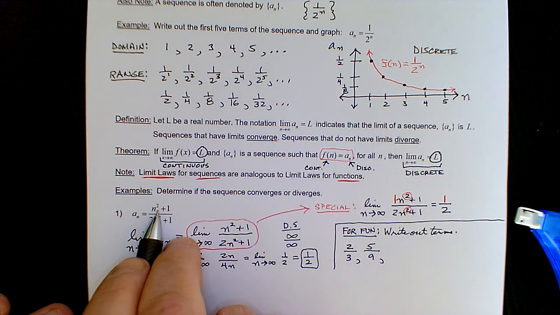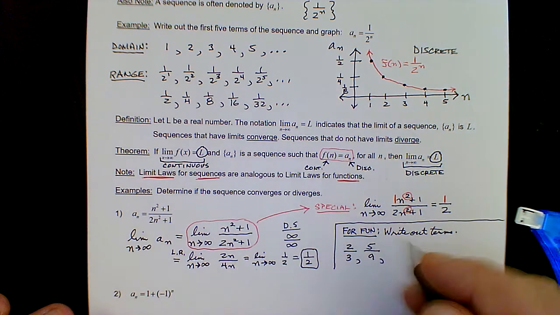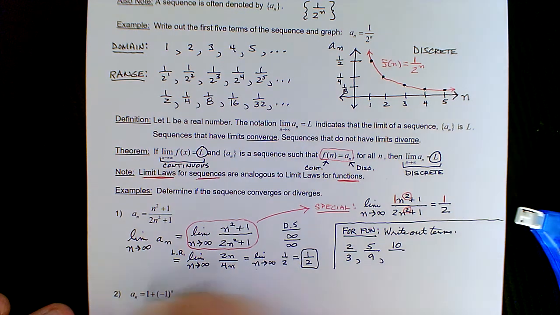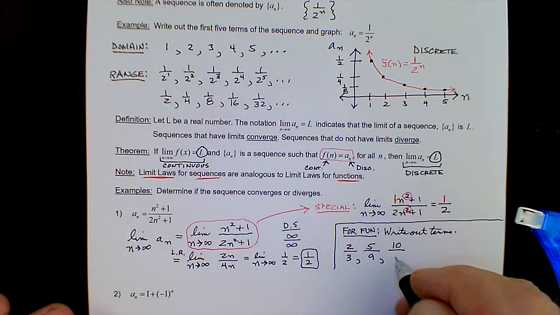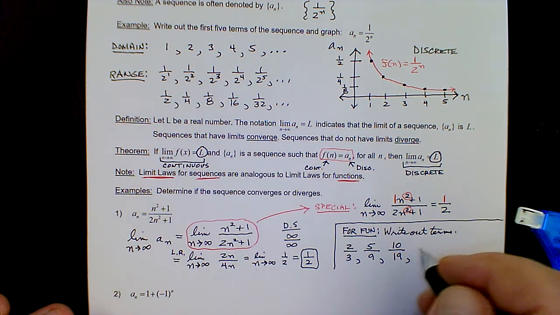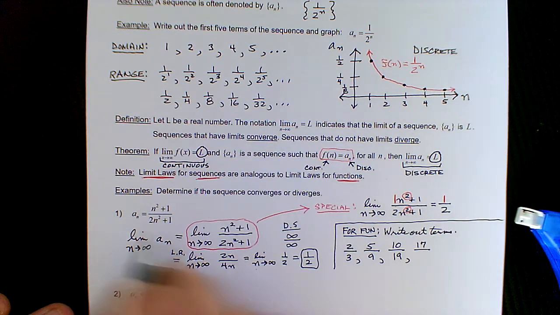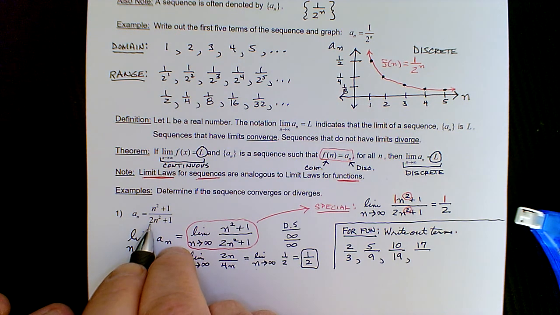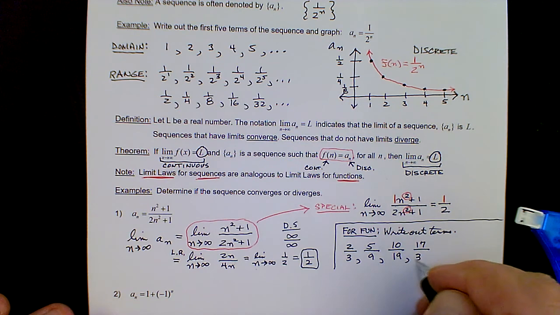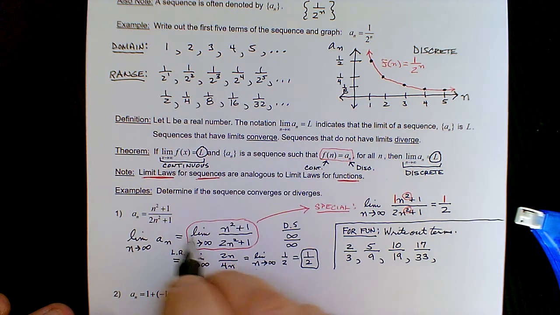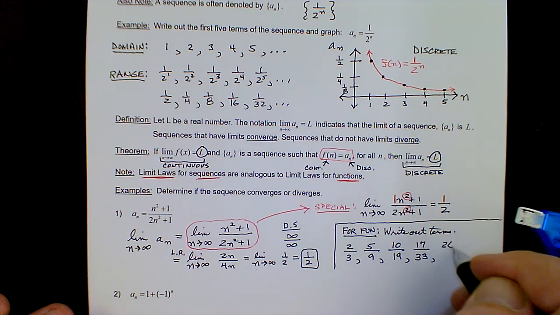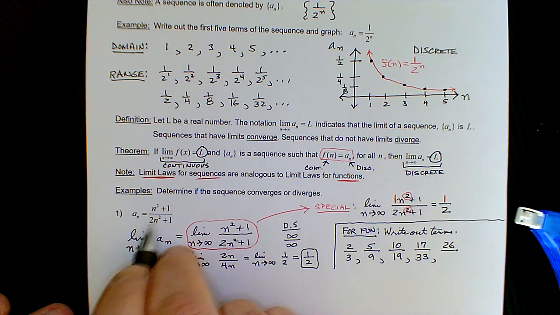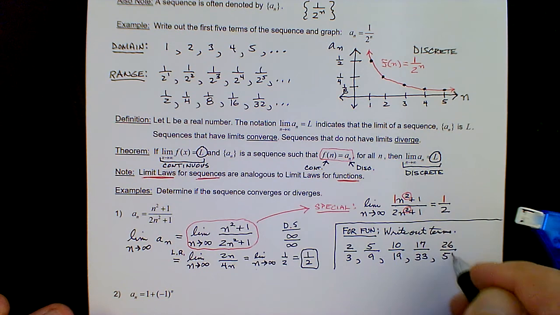Next term is going to be when n is 3, so that's 3 squared is 9, plus 1 is 10, over 3 squared is 9, times 2 is 18, plus 1 is 19. Let's just do a couple more. When n is 4, 16 plus 1, 17, over 16 times 2, 32, plus 1, 33. And one more, when n is 5, 25 plus 1, 26, over 25 times 2, 50, plus 1, 51.